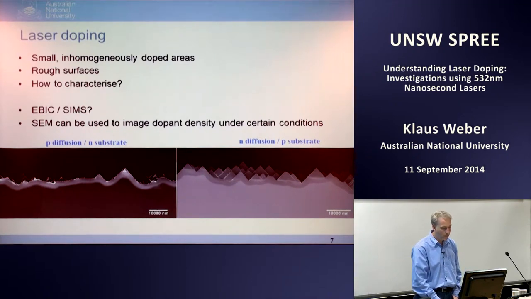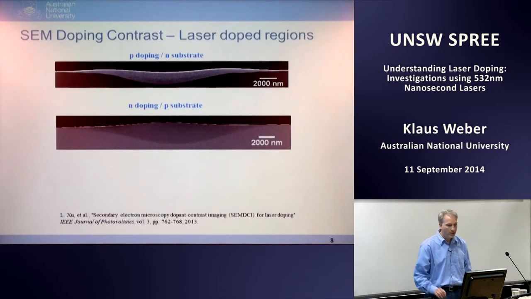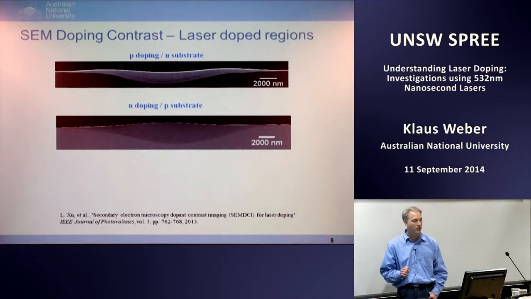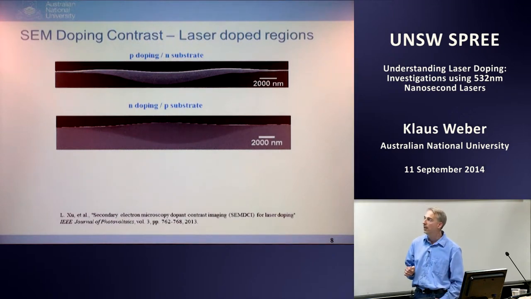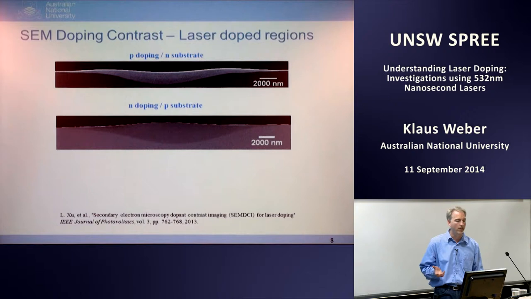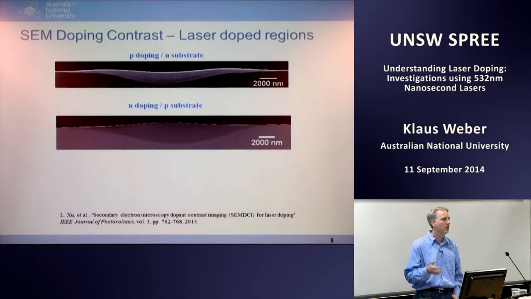So then we wanted to know to what extent we can apply this to characterizing laser doping. Okay, so here are a couple of laser doping examples. Again, p-doping on an n-type substrate and the reverse. And we can see that qualitatively we get similar results. We get this bright image for the p-type doping and a darker image for the n-type doping. This is in general agreement with other results in the literature where people have characterized these doped regions with EBIC, for example.